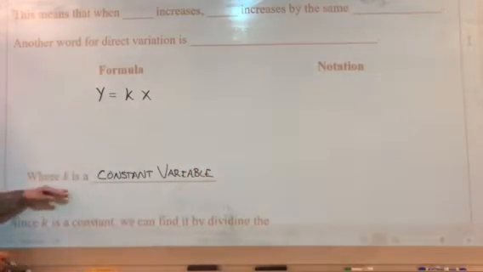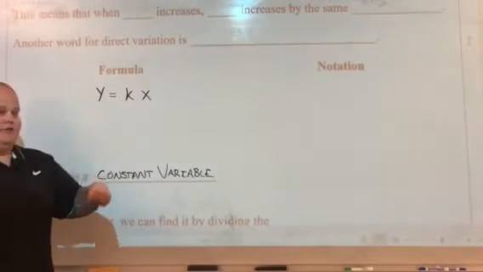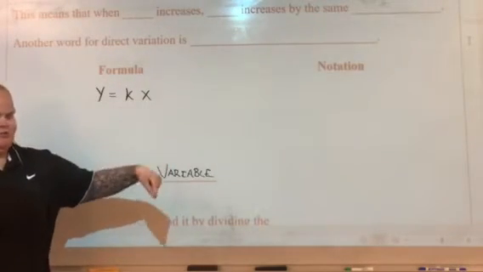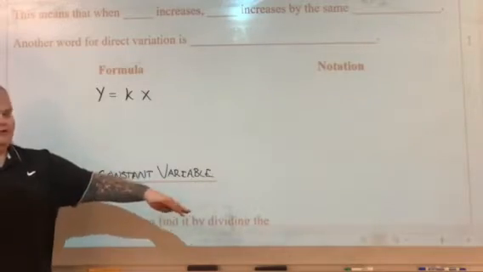K is a constant variable, meaning that it can be any number, but once it is that number, it's that number. It doesn't change.